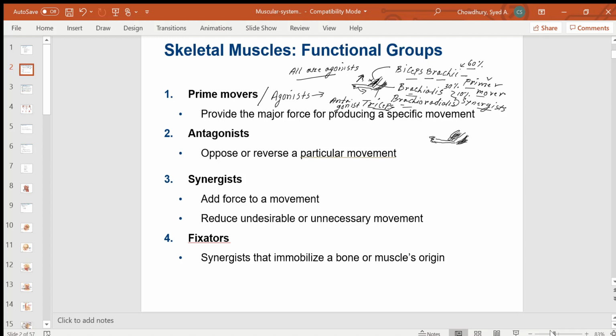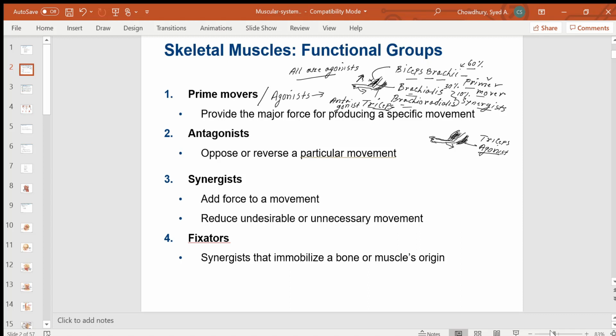Okay. So now if I want to do the extension of the forearm, I have to contract the triceps, right? So for the extension of the forearm, the triceps is the agonist and prime mover. Make sense? So we are talking about which movement, that is important. For the flexion, biceps brachii is the prime mover and all those are agonists. If I talk about the extension, then who is the prime mover and agonist? The triceps.